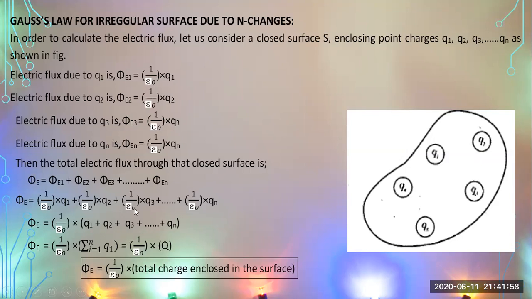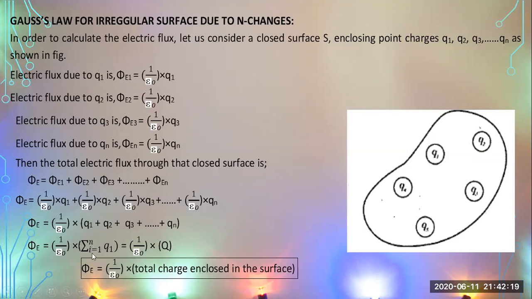It means that you are adding the total amount of charges which are distributed in an irregular surface, and these are basically equal to the total charge q of this irregular surface, and it is calculated by using this formula, that is the sum from 1 to n of qi, q1 and so on.